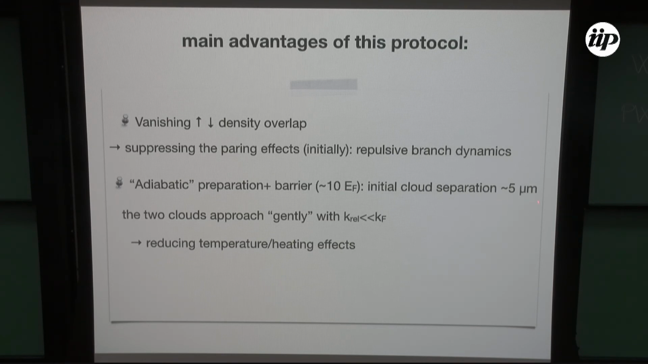We can prepare the system adiabatically. Given this initial separation, when the barrier is switched off, the two clouds can approach very gently, with relative momentum much smaller than the Fermi wave vector. Meaning that, in some sense, they do not do any bunching or strong excitation, like, for example, in Martin Zwierlein's experiment at MIT, the spin collider, like he was calling it. And this probably can also allow us to reduce temperature and heating effects.